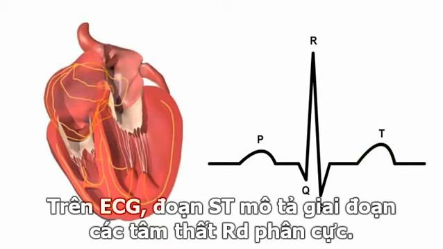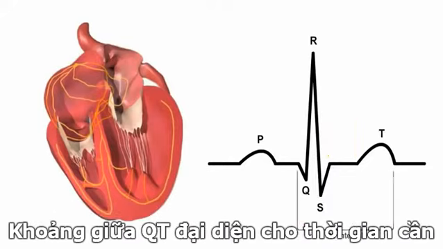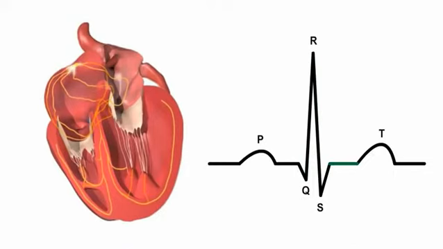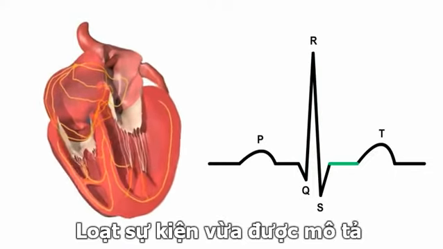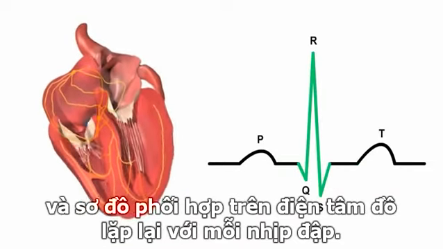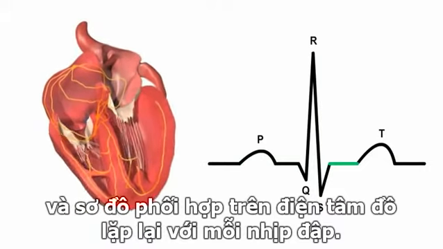On the ECG, the ST segment depicts the period when the ventricles are depolarized. The QT interval represents the time it takes for both depolarization and repolarization of the ventricles to occur. The sequence of events just described and the associated ECG trace repeats with every heartbeat.